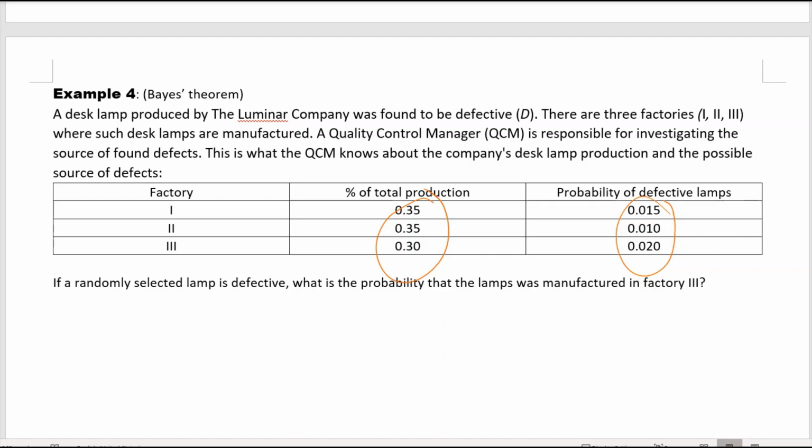If a randomly selected lamp is defective, what is the probability that the lamp was manufactured in factory 3? Okay, so let's say A is the lamp is defective. And then we have 3 factories. So let's say B1 is factory 1, B2 is factory 2, B3 is factory 3. Okay, now let's see.